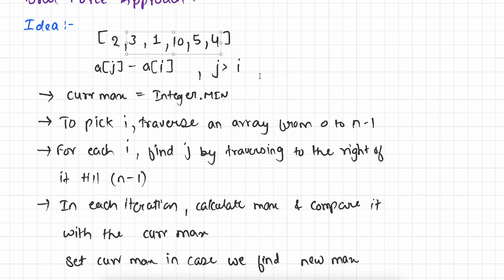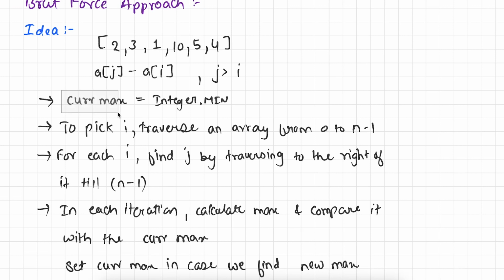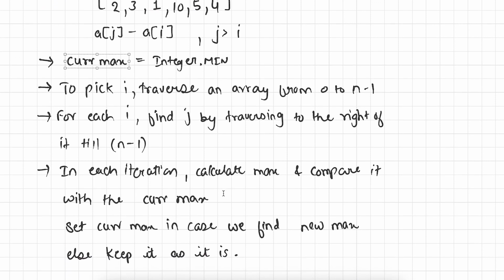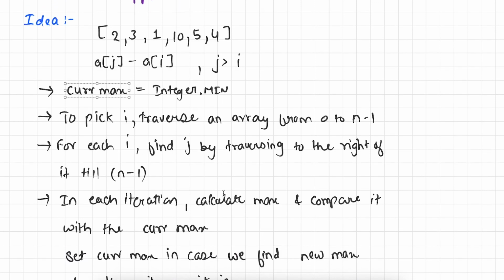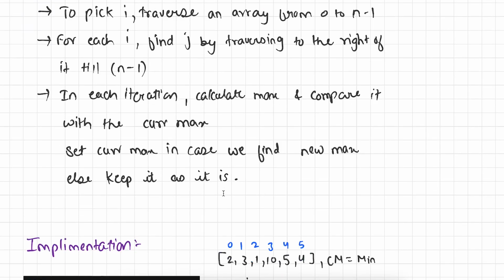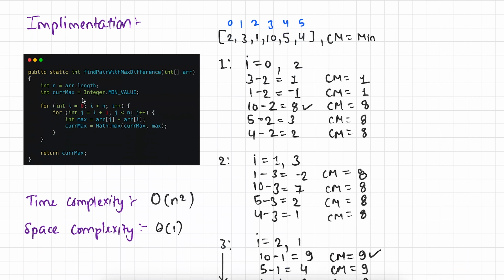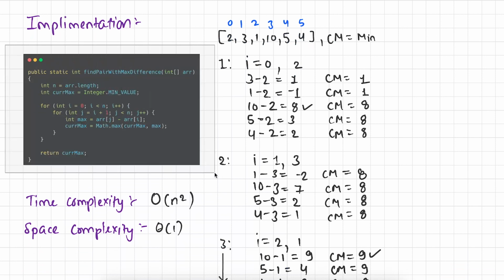Okay, how are we going to calculate the maximum difference? First we find the normal difference, and then we compare it with the current maximum. If the new difference is greater than the current maximum, then we simply update the current maximum to that difference. Okay, and we have to follow this process for all the iterations. So this is the simple basic idea to solve this problem. Now let's see the implementation of this basic approach. So here you can see the implementation of this basic approach.